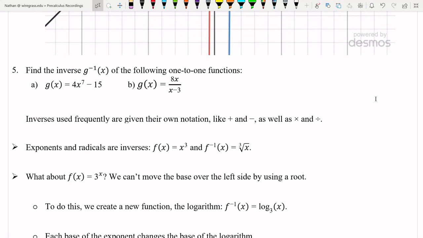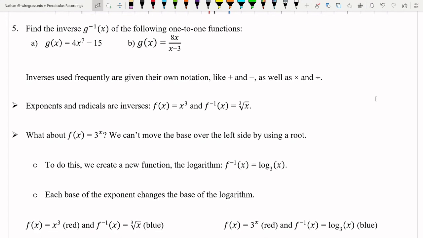Now, inverses are used frequently, and if they're used frequently enough, they're given their own notation. Addition and subtraction are inverse functions, as well as multiplication and division. And as we've seen, there are some radicals that are inverses of powers. The square root and square are not quite inverses of each other. But any odd power and any odd radical will be inverses. They satisfy the definition of the inverse.